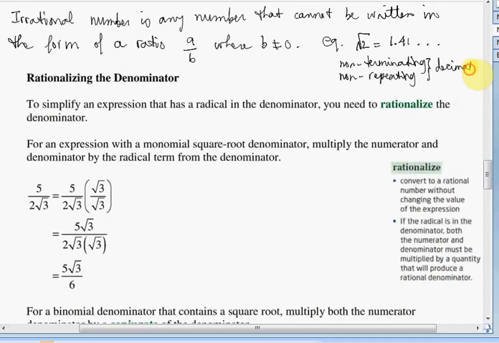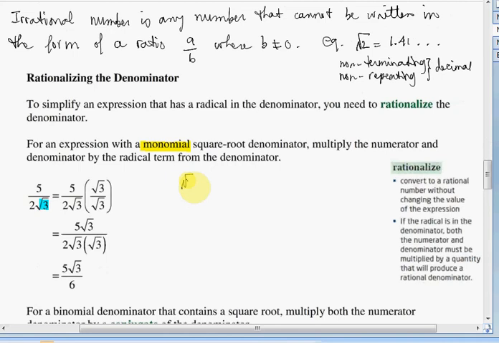So to simplify an expression that has a radical in the denominator, you need to rationalize the denominator. So for an expression with a monomial, we'll look at that first. Square root denominator, you want to multiply the numerator and the denominator by the radical term from the denominator. Okay, so if we take a look at the illustration that we have, we've got 5 divided by 2 root 3, and as you can see, the radical is root 3. And if we go back up here, the way we rationalize it is to multiply both the numerator and the denominator by root 3. Okay, and so we would have root 3 over root 3.